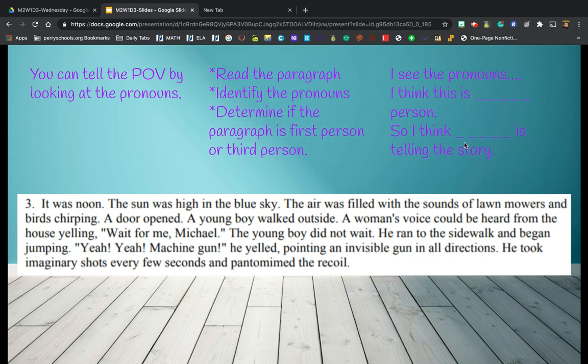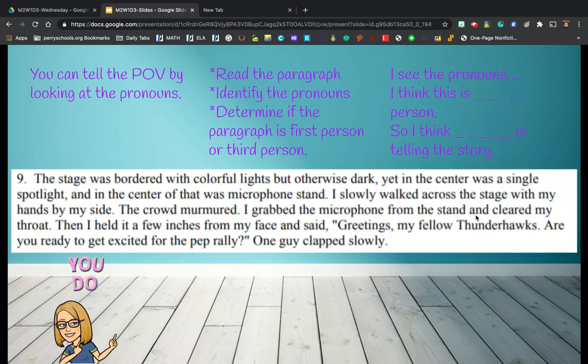So I can complete my sentence frames. I see the pronoun he. I think this is third person point of view. I think an outside narrator is telling the story. We don't know who, it's someone not in the story.